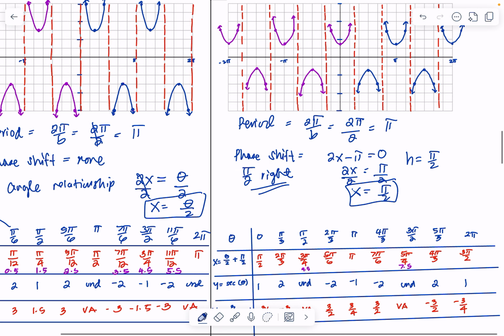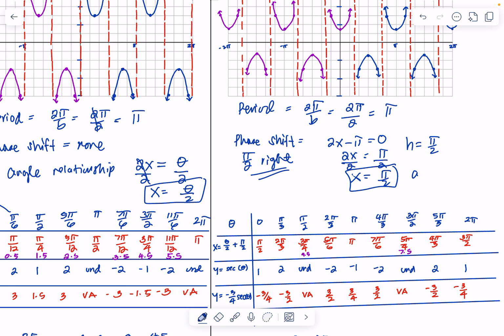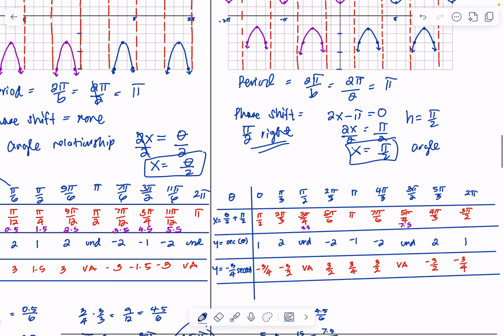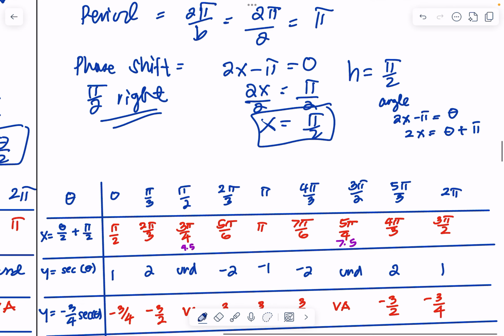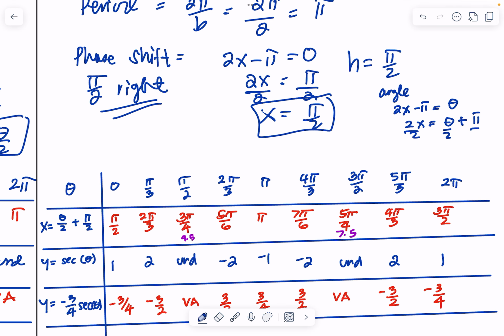And then let's have our angle relationship, which is taking 2x minus pi. Just angle 2x minus pi, their angle. So 2x plus pi, divide that by 2. So we have our angle divided by 2 plus pi over 2.